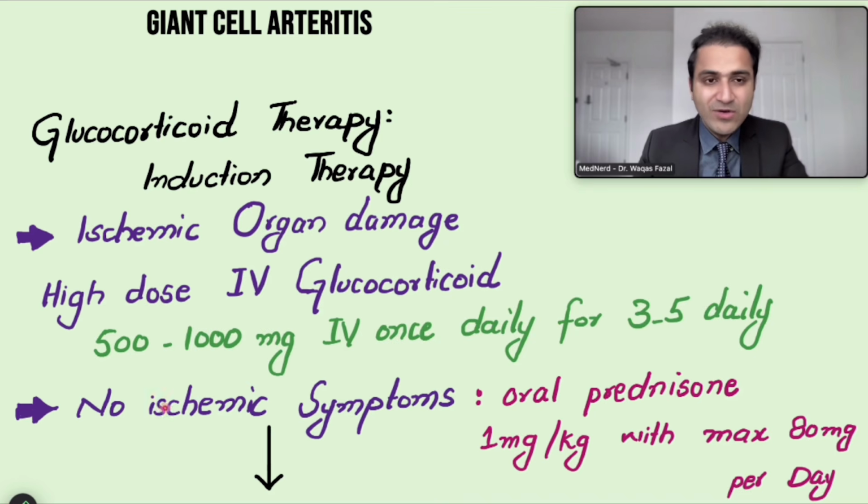Now, if there are no ischemic symptoms, if it is just the headache, if there is no chest pain, no blurring of vision, in that case, you can give oral prednisone. Oral prednisone 1 mg per kg with a maximum dose of 80 mg per day is given.